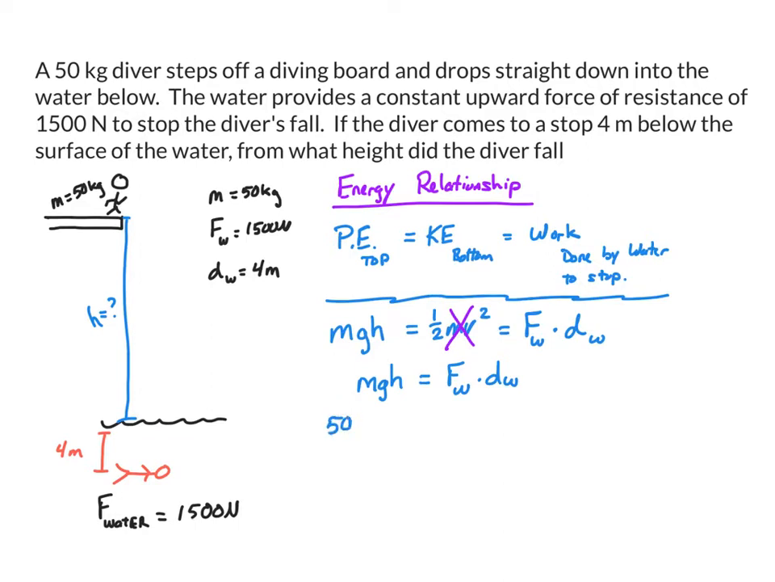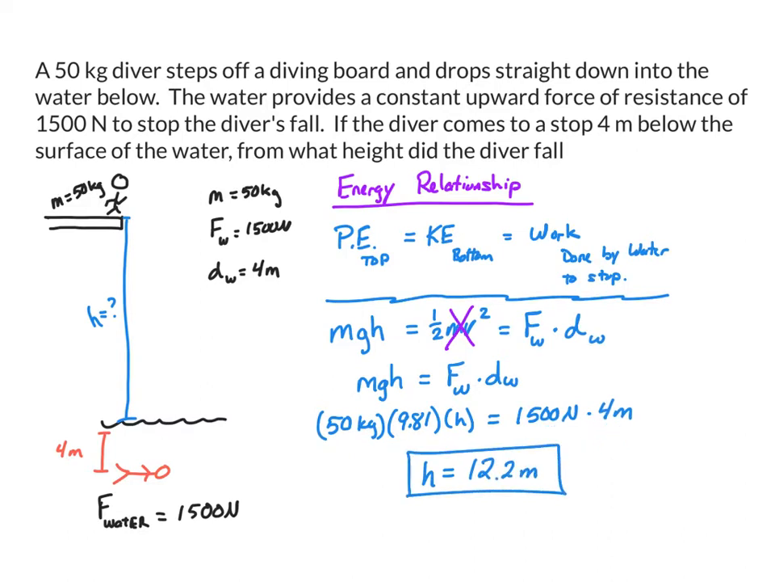The potential energy is equal to the work done by the water, the force of the water times the distance traveled in the water. I now can substitute in. I know the mass of the diver. I know the acceleration of gravity. I do know the height, and I'm going to solve for the height. I'm looking for how high the diver fell in this case. I know the force of the water was 1,500 newtons, and I know the distance that that force acted over was 4 meters. Substituting in, I can now solve for the height of about 12.2 meters.